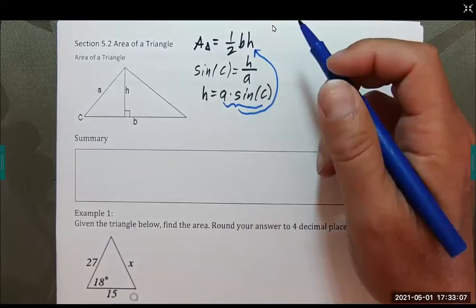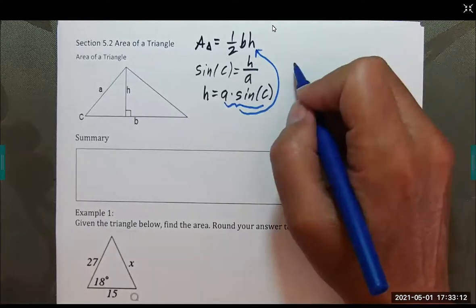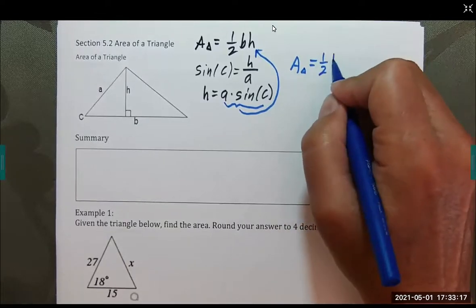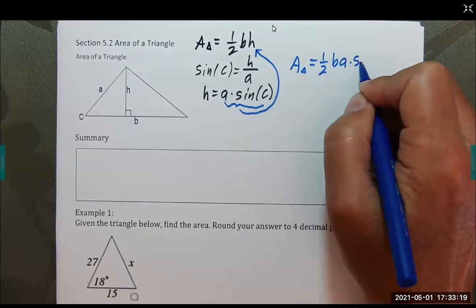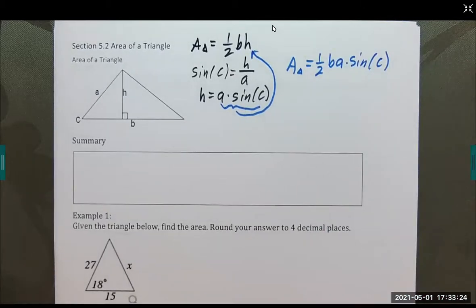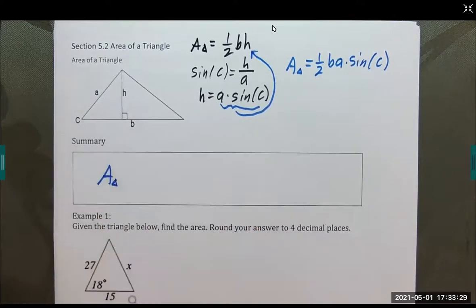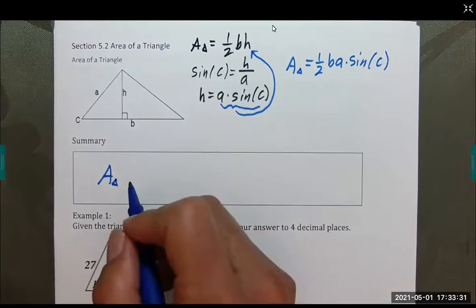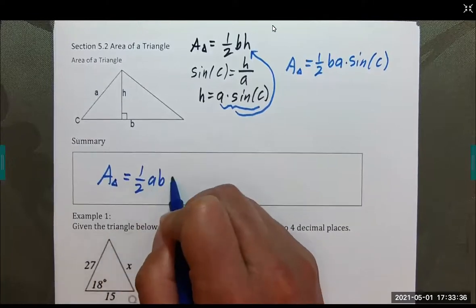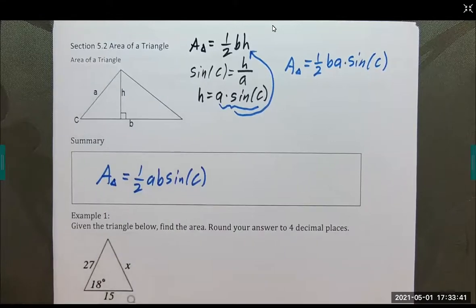which means our new formula for the area of a triangle, if we have side, angle, side, is 1/2 the base times A times the sine of angle C. That is our formula. And we're actually going to learn two different formulas. There it is. And we're going to do an example here.